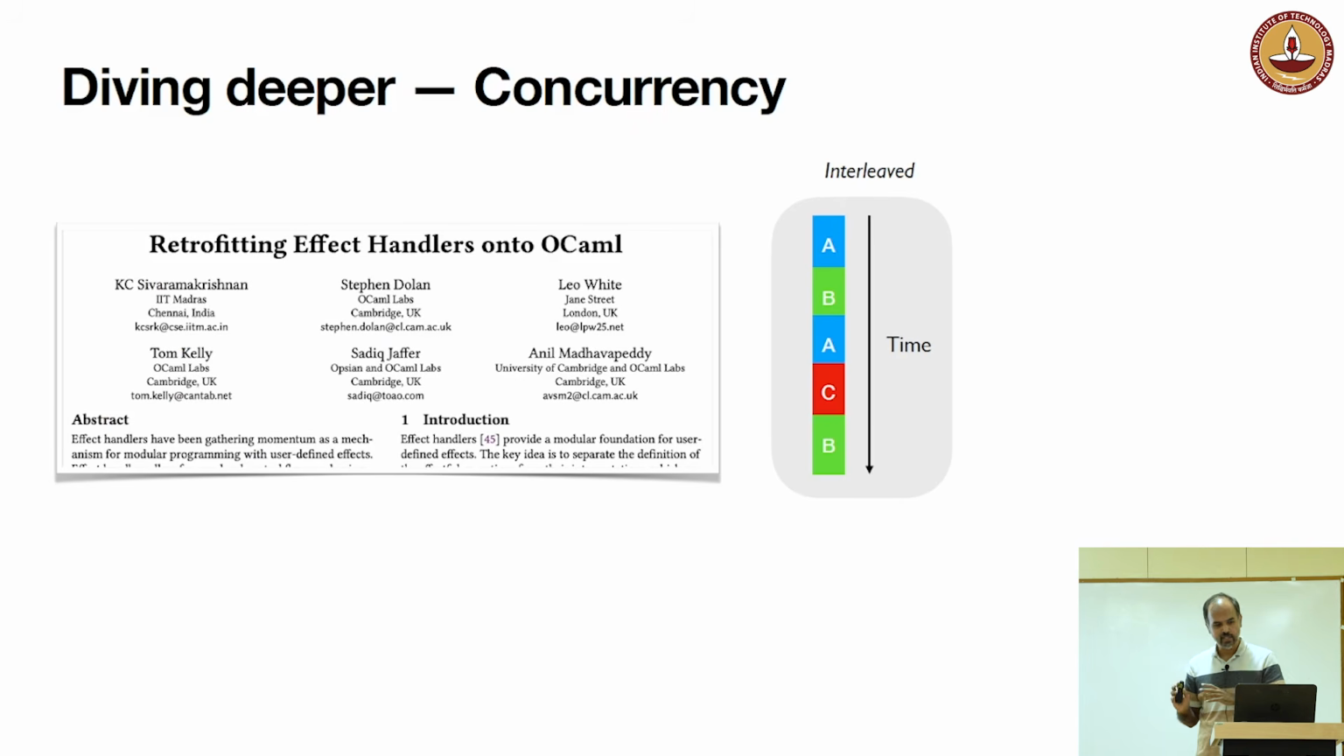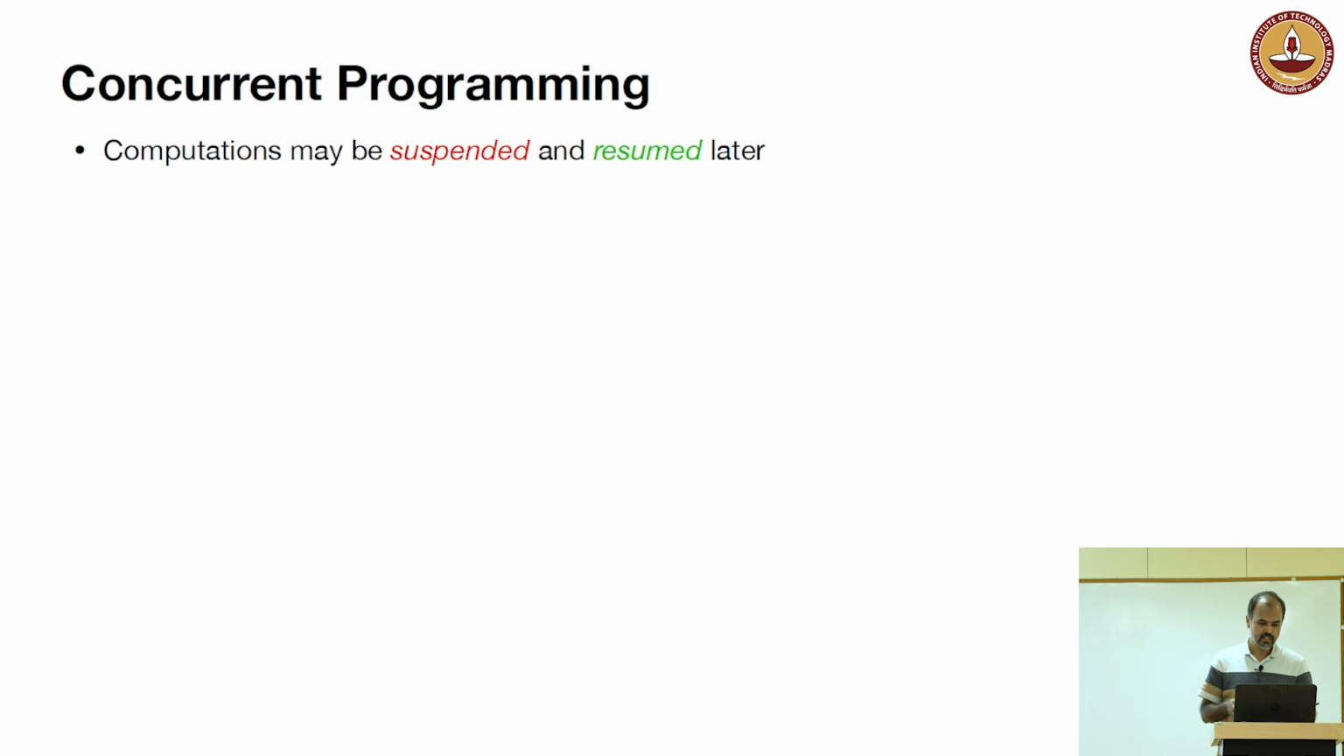So I'll just dive deeper into this concurrency story. Concurrency is interleaved execution of tasks, right? Why does it matter? Why do we want to do this? What is the need for having this in OCaml? I'm going to define concurrent programming very, very broadly: it is where you might start a computation, your computation may be suspended at some point, and resume later.